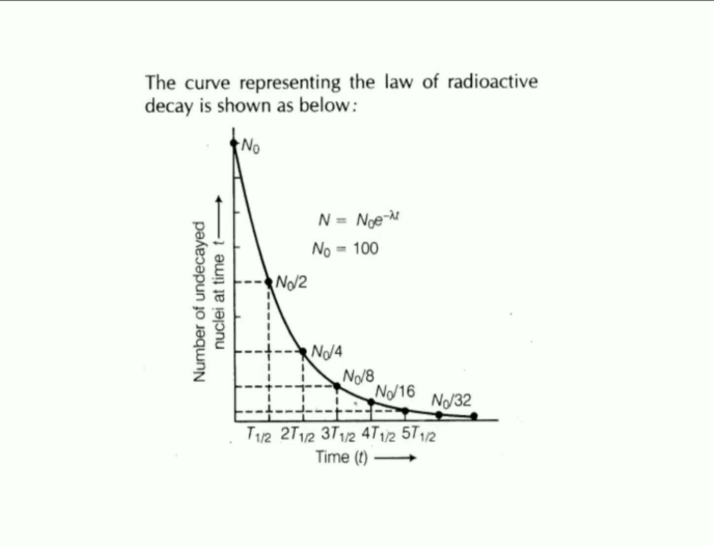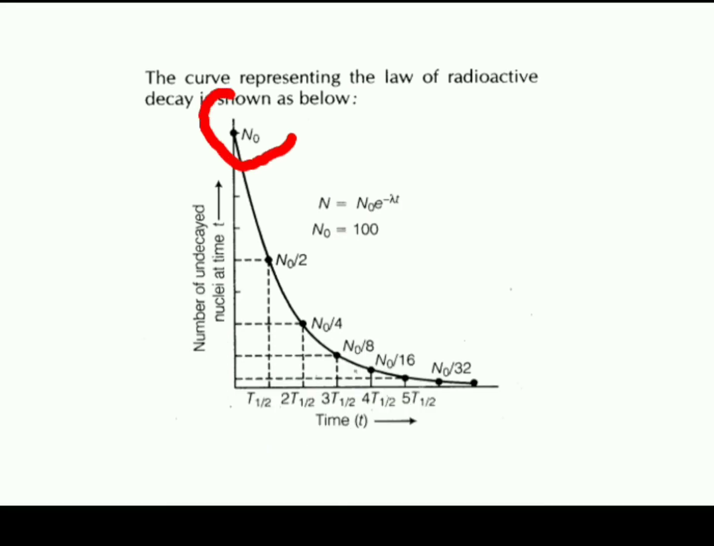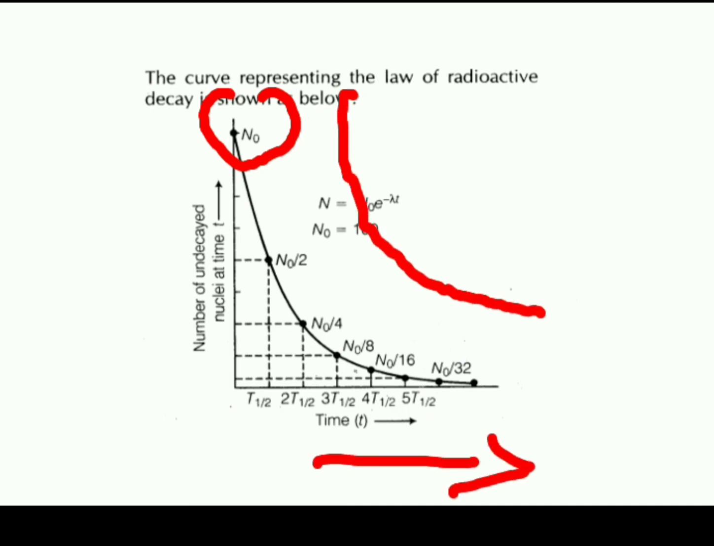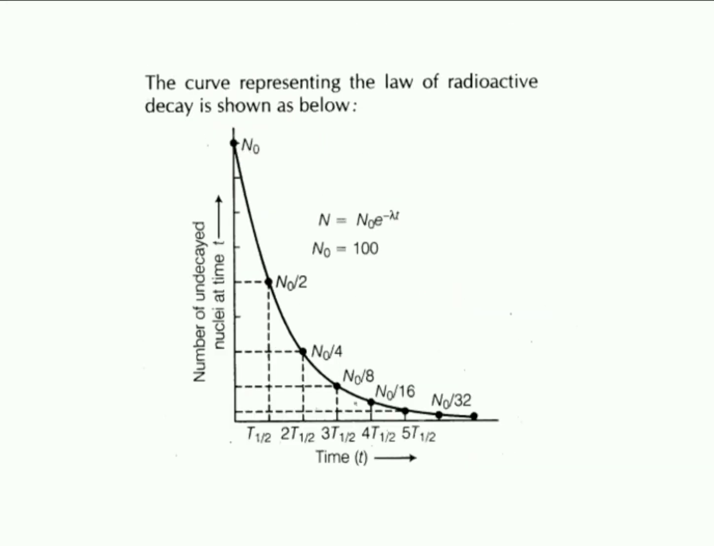So this is a graph plotted between the number of undecayed nuclei versus time. It is an exponential graph because N is N naught e power minus lambda t. As time increases, the number is decreasing exponentially with initial value N naught. Okay, this is the initial value. As time is increasing, this number will start decreasing exponentially. So this is an exponential decay curve.